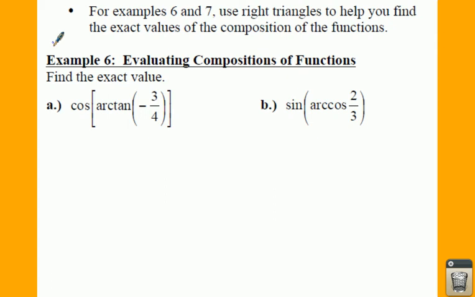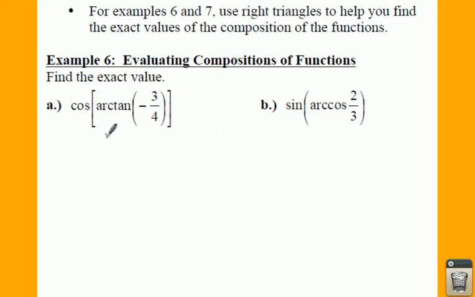So what we've done before is we used values that were on our circle, and now in examples 6 and 7 we can use right triangles to help us find exact values for the composition of functions. These values, -3/4 is not on our circle. Cosine of 2/3, not on the circle. So what we're going to have to do is draw a triangle.